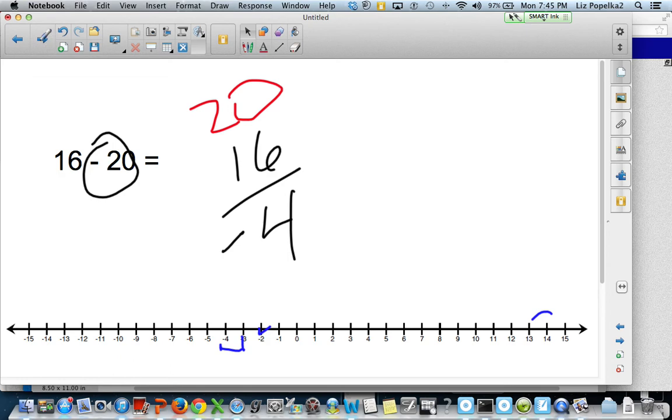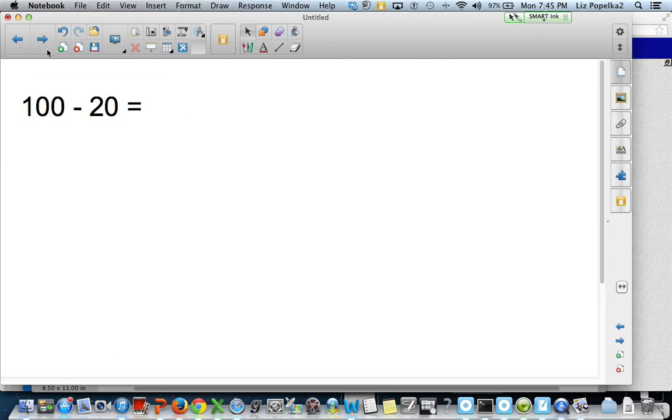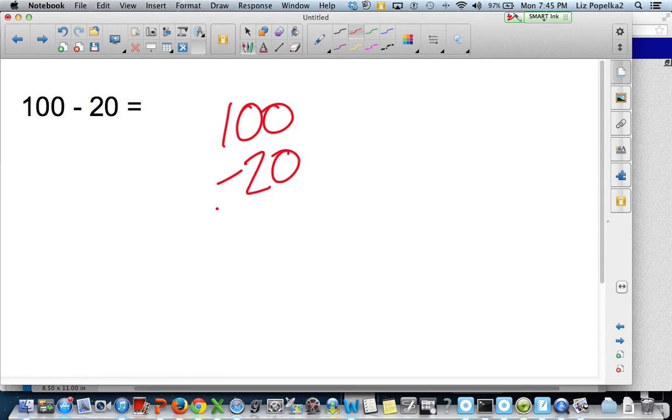Let's try another one of those. So 100 minus 20, well, you guys have been doing that since you were babies. So if you've got a positive 100 and then you take away 20, we'll just subtract here. 0 minus 0 is 0. 10 minus 2 is 8. So that's going to give us that positive 80. And the 80 is positive and the 20 is negative. You have more positives than negatives, so you know that's going to be a positive 80.